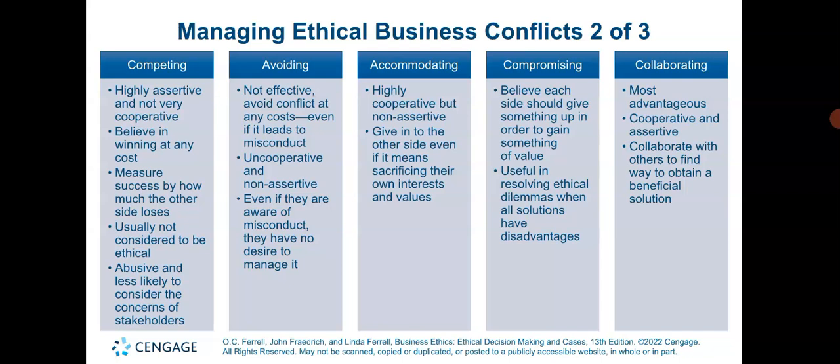The second one is avoiding. Avoiding is not effective. It avoids conflicts at any cost, even if it leads to misconduct. So they will try to avoid any conflict. It is uncooperative and non-assertive. So it's not asserting the decision maker's point of view, and it is also not taking into account other people's views. They just don't do anything. They avoid doing things. Even if they are aware of misconduct, they have no desire to manage it. In ethical terms, this is what happens.